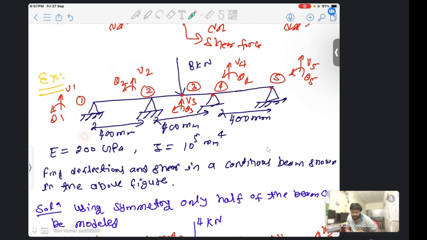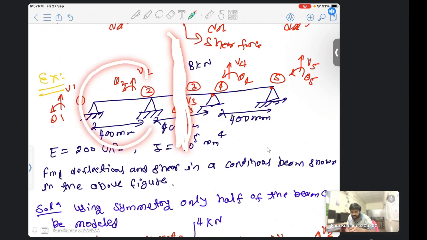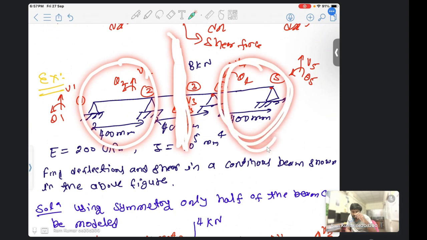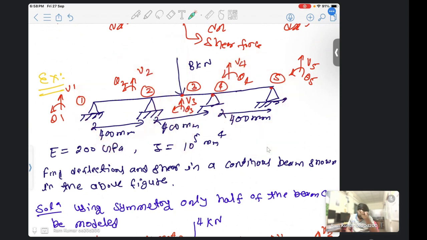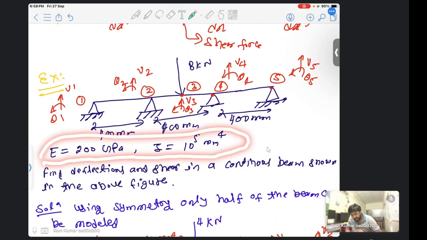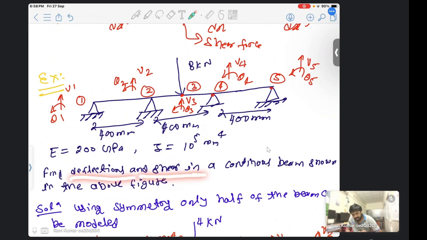Looking at this problem, we can easily see that it is symmetric about this line. So we just have to model only the left side, and the right side will be the same, since we are using this symmetry. Apart from this, it is given that Young's modulus is 200, and the moment of inertia is 10 to the power 5 mm. These are the dimensions. We have to find the deflection and shear in the above beam problem.